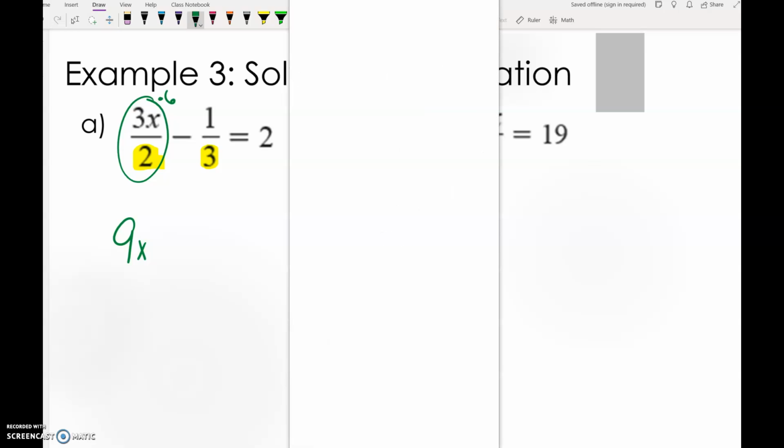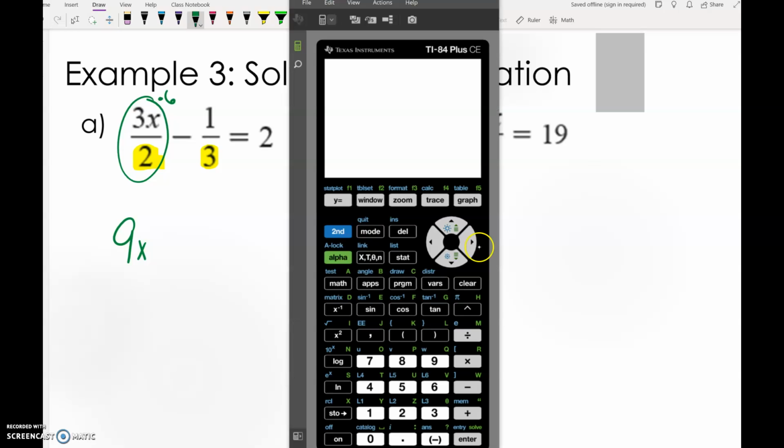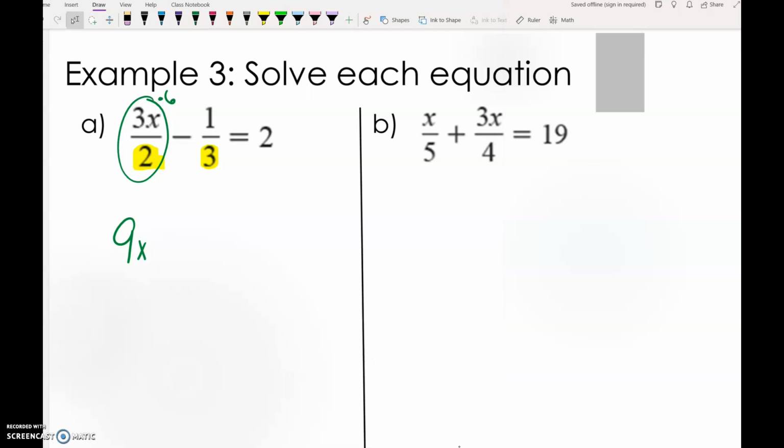Then the next term, let me show you what that looks like on this calculator really quick. 3 halves, you just do 3 divided by 2 times 6 is 9. The next one is negative 1/3. We're taking that times 6. That's negative 2.